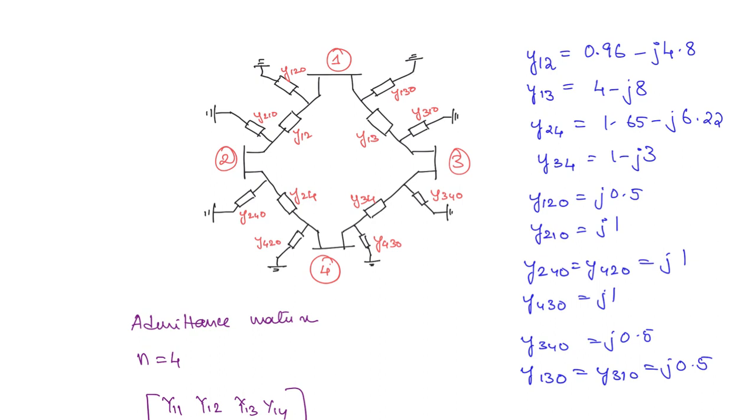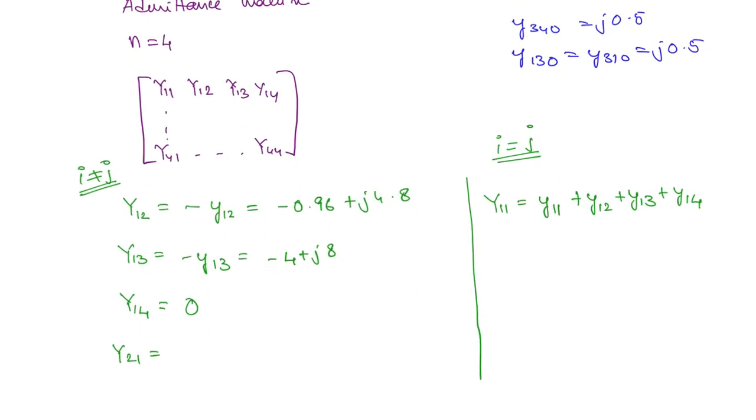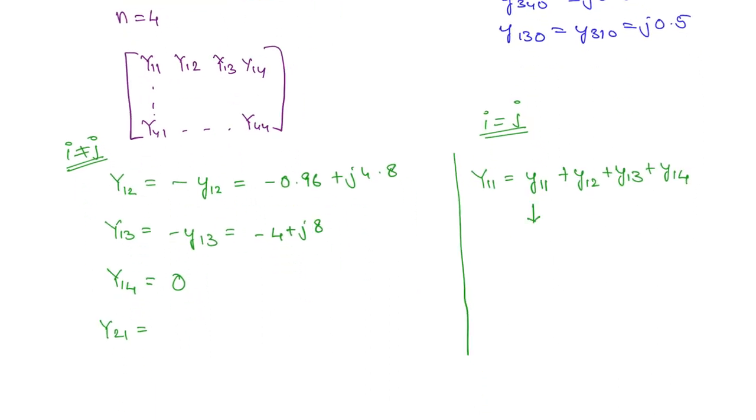So what is y120? It is given j0.5, and y130 is given as j0.5. So y11 is equal to y120 plus y130, which is equal to j1. Okay, so substituting all other values, you are going to get y11 equal to 4.96 minus j11.8.